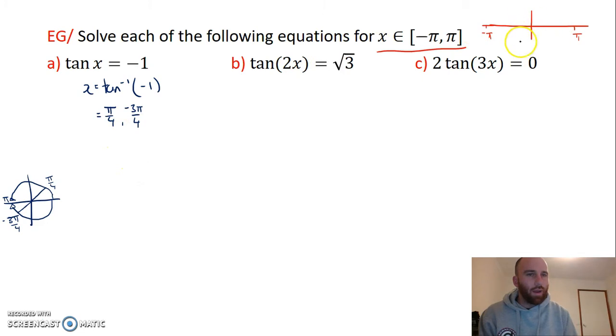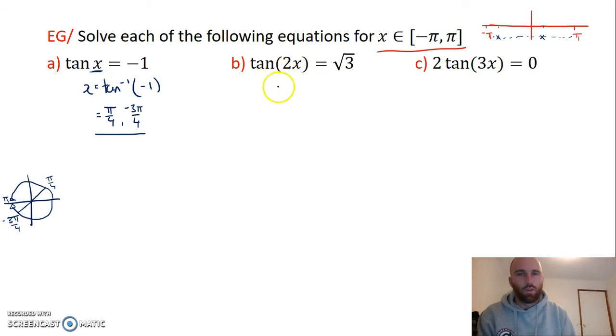If we had our function where the value is -1, it would cross between -3 pi on 4 and pi on 4, so those locations are an example. There are our first two values, so it's nice and easy. We haven't had to change the period at all, and we haven't had to do much manipulation. We might get a little bit with B and C.